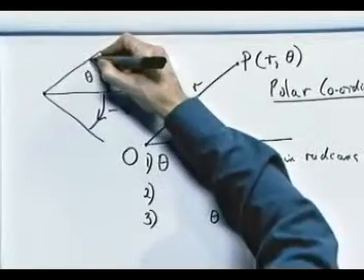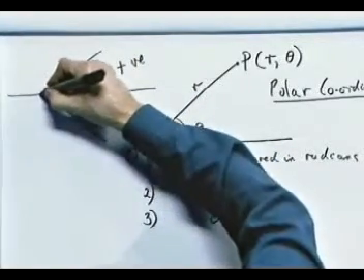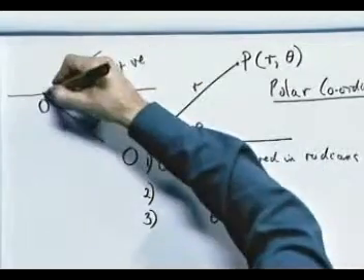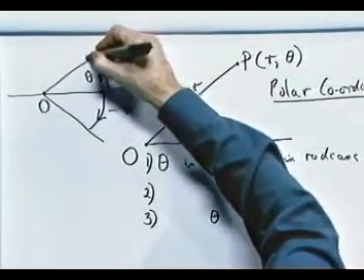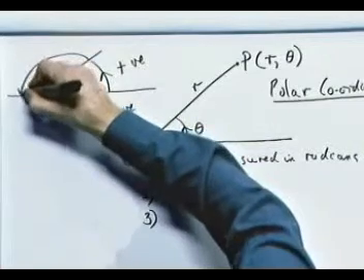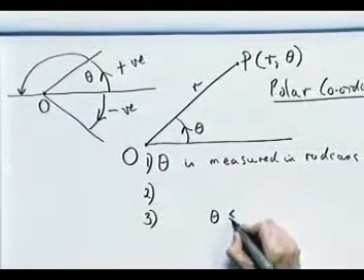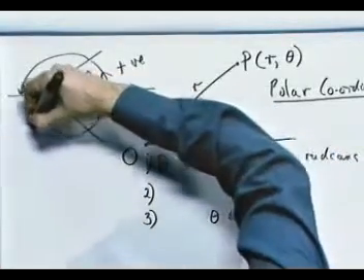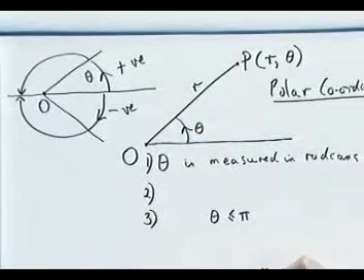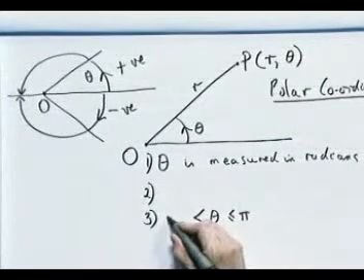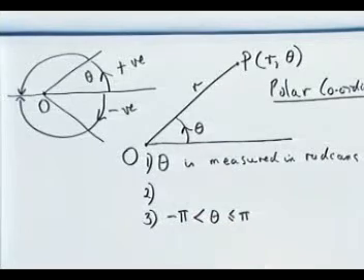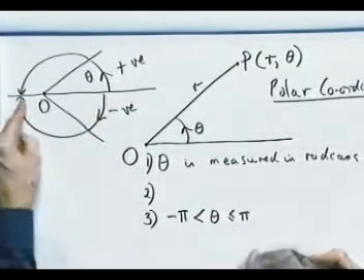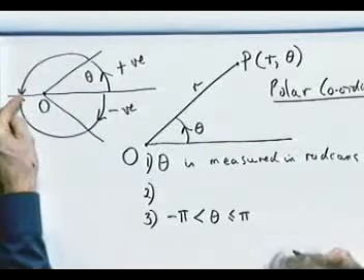We have a third convention to do with theta, and that is that we never go further round this way. Remember, there's our pole, O, our fixed point. We never go further round this way than there. So theta is always less than or equal to pi. And we never go round further that way than there again. So theta is always strictly greater than minus pi. Minus pi round to there, plus pi round to there.